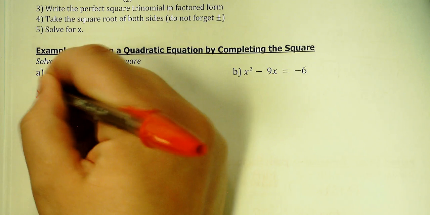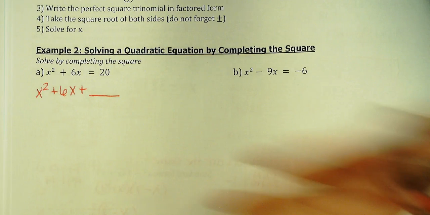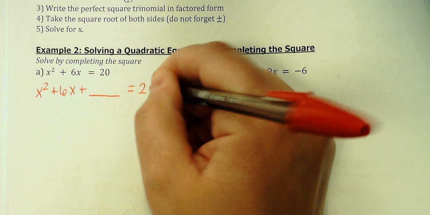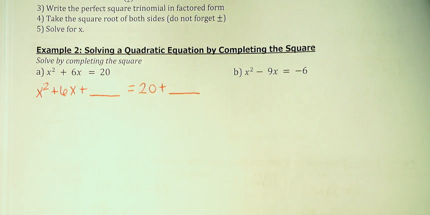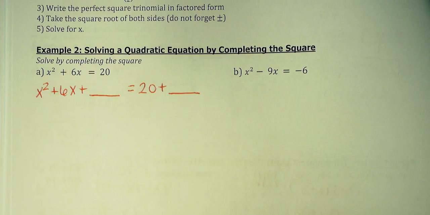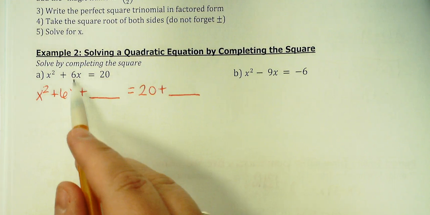So when I set these problems up, here's what I like to do. I like to just make, almost like I did on that last example, like a little blank. And what I do is I put that on both sides of the equation so I don't forget that I need to add that magic number to both sides of the equation. Okay, so to create that, you're going to take the b value.